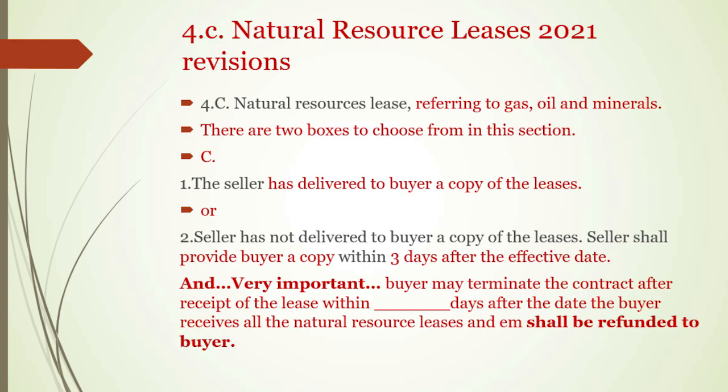Okay, natural resource leases, 2021 revisions. Resource leases referring to gas, oil, and minerals. There are two boxes to choose from in this section. 1, if the seller has delivered to buyer all the leases, or 2, seller has not delivered to buyer a copy of the leases. Seller shall provide a buyer a copy within 3 days of the effective date. It's very important in the new contracts when they changed them in 2021, there's 3 outs that a buyer has that can walk. All right, and here's the first one.